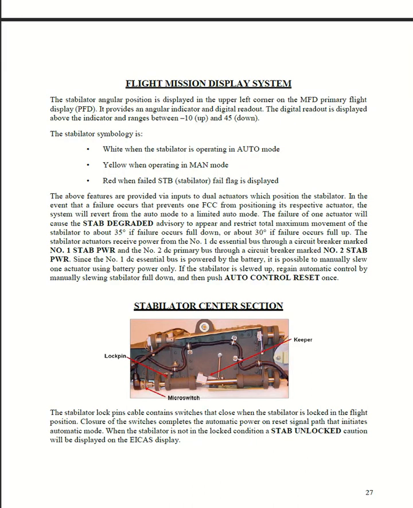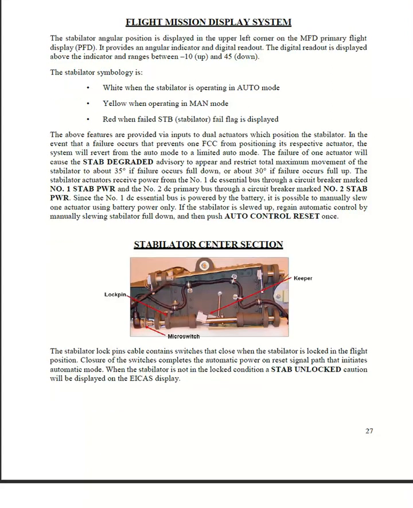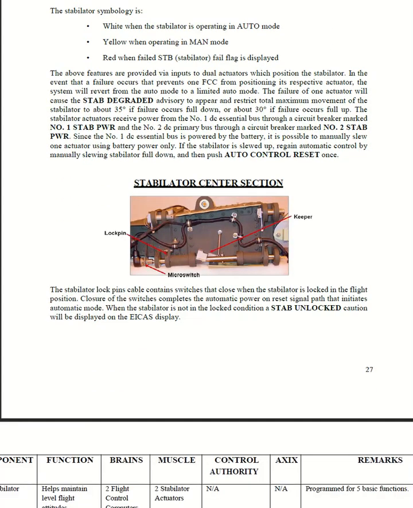Stabilator center section is comprised of a lock pin, a micro switch, and a keeper. The stabilator lock pin cable contains switches that close when the stabilator is locked in the flight position. Closure of the switches completes the automatic power on reset signal path that initiates automatic mode. When the stabilator is not in locked condition, STAB UNLOCK caution will be displayed on the ICAS display.